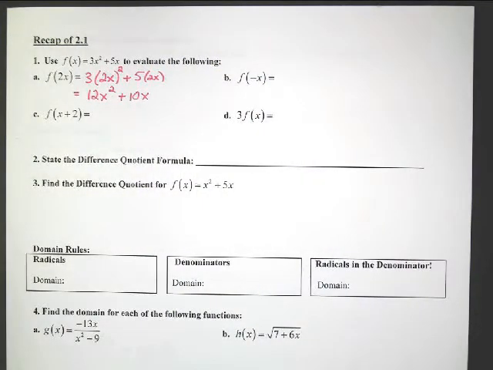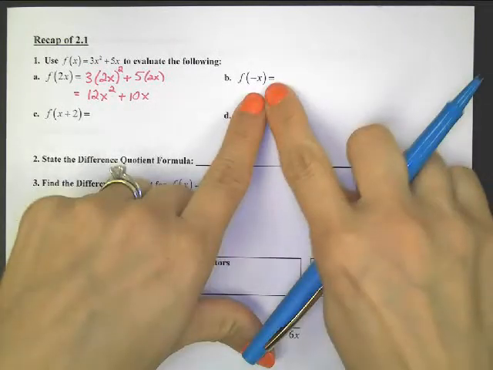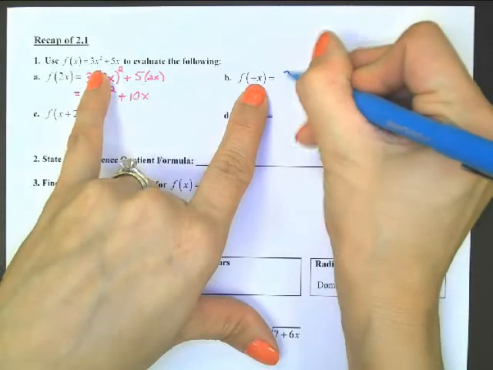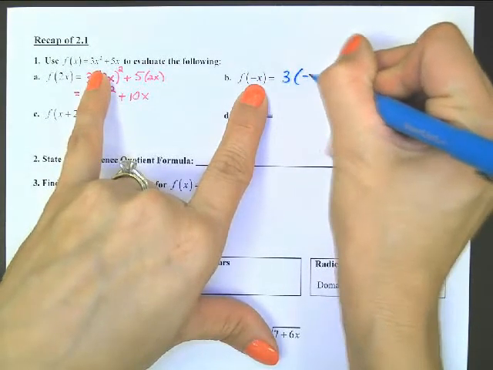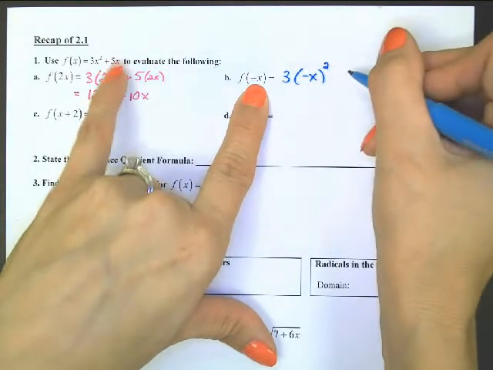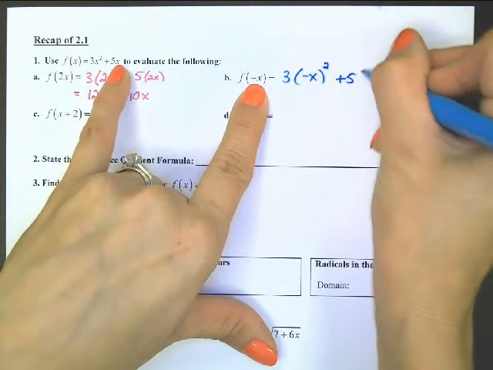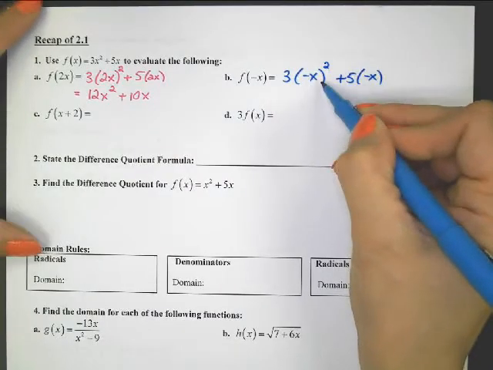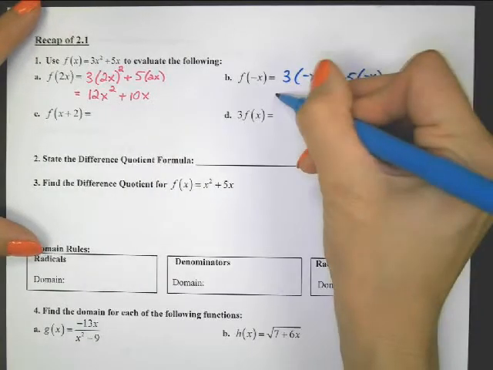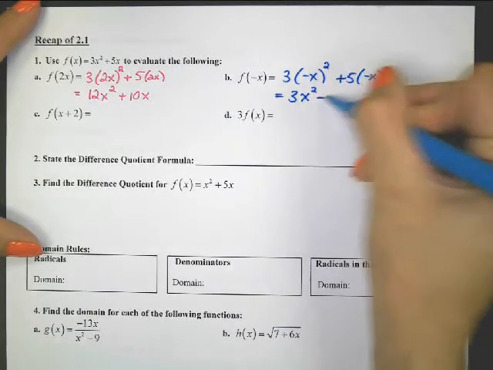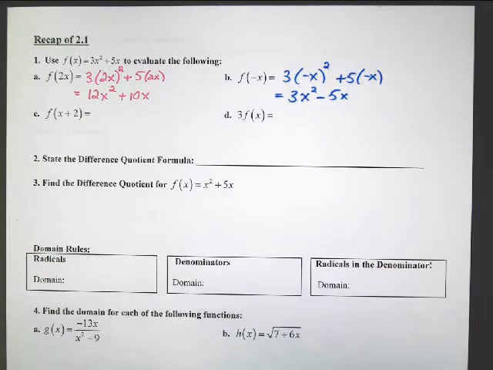All right, let's take a look at what you need to know if you have to plug in a negative x into the x spot. You're plugging in a negative. The f function says 3 times your input squared. Negative x has to get squared. Plus 5 times input. My input is a negative x. A negative times a negative makes positive. X times x is x squared. So the answer is 3x squared minus 5x.